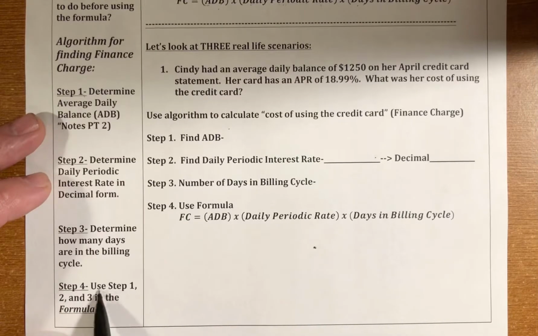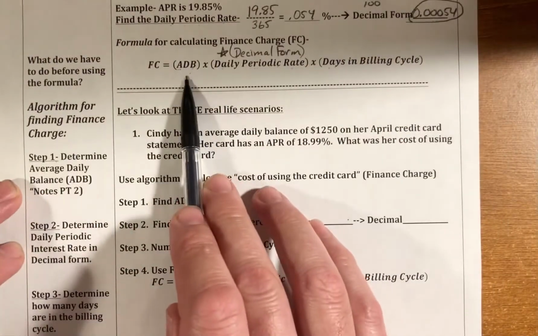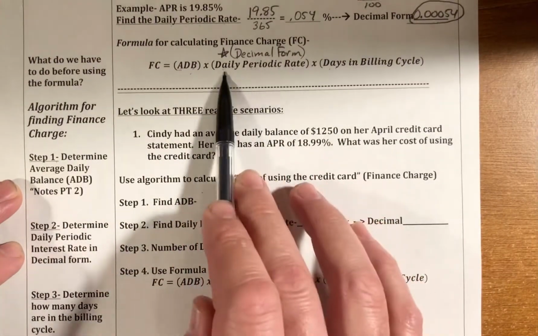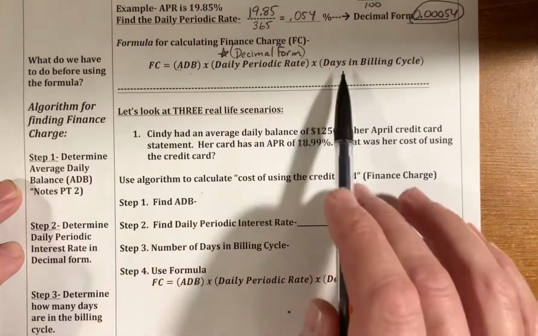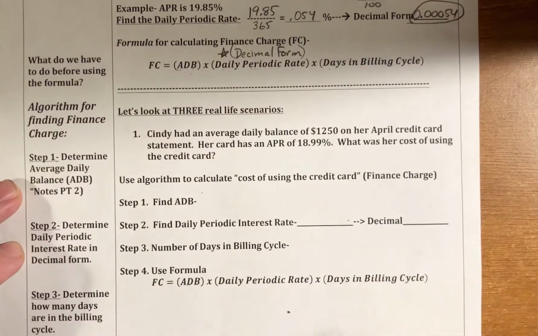Now, step 4 is we use step 1, step 2, step 3. We throw it into the formula. Remember the formula right here? Average daily balance times decimal form of the daily periodic rate times days in the billing cycle. And then we're going to find our cost of using credit.